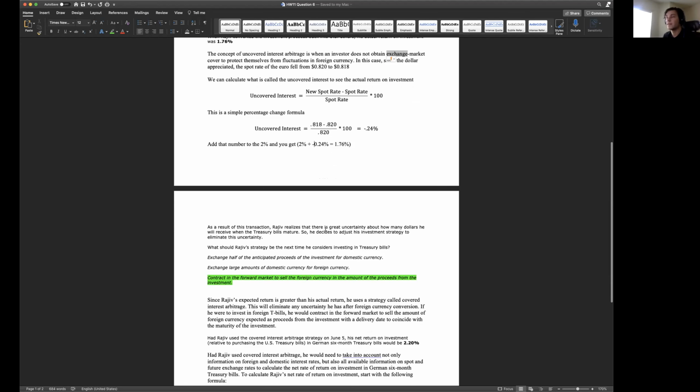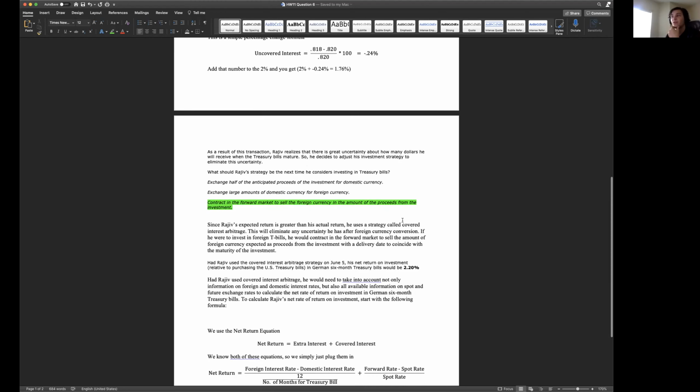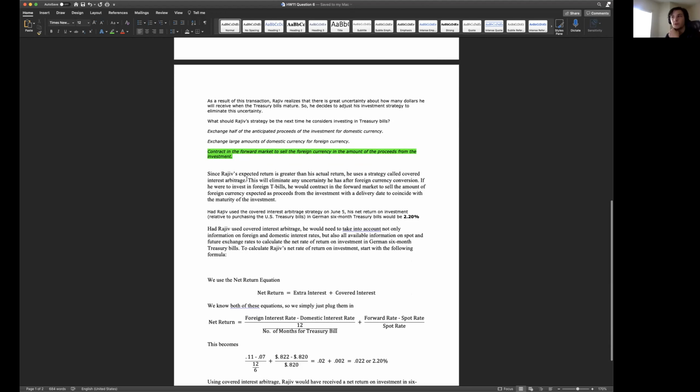So this is more of a which-of-the-following question. What should Rajiv's strategy be the next time he considers investing in treasury bills? And the answer is going to be to contract in the forward market to sell the foreign currency in the amount of the proceeds from the investment. Since his expected return is greater than his actual return, he's going to use a strategy called covered interest arbitrage. So this is going to eliminate any uncertainty that he has after foreign currency conversion.